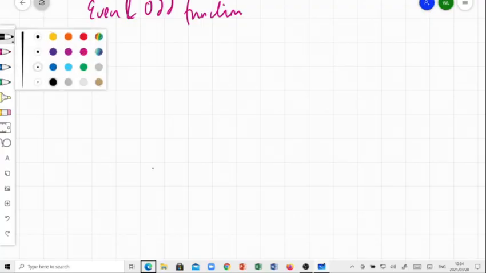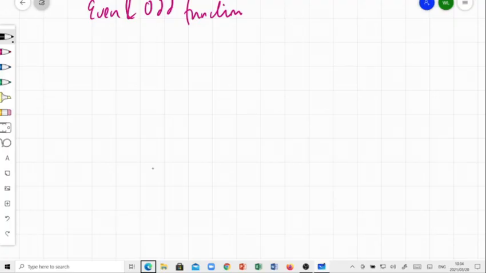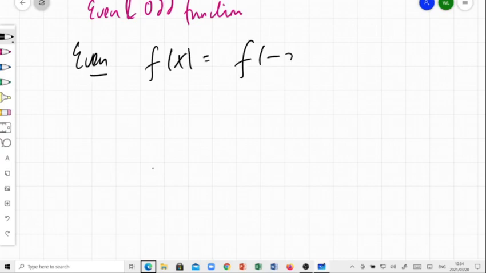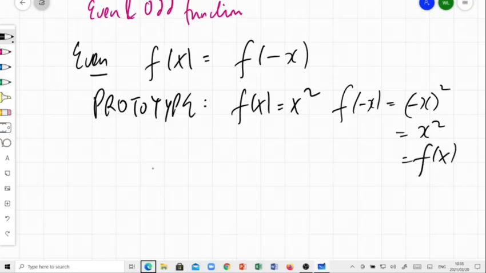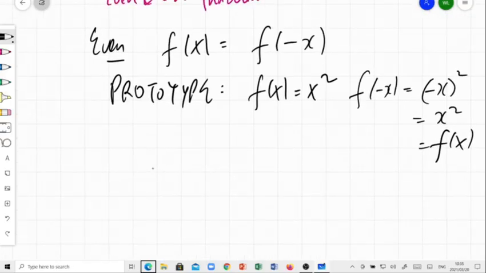In an even function, what happens is that the function is immune to the argument being flipped, to the input being flipped. So f of x is identical to f of minus x. A prototype of this is f of x equals x squared, because if I calculate f of minus x, I get minus x all squared, but the square of minus x is just x squared, which is equal to f of x. So even powered functions are that.